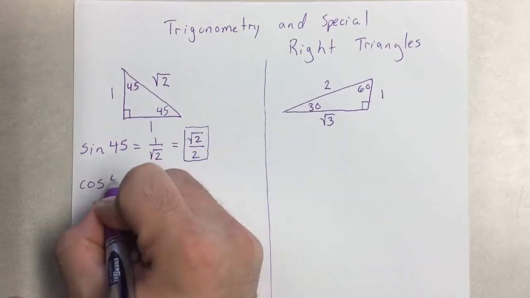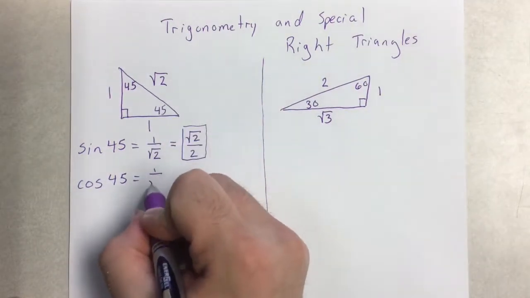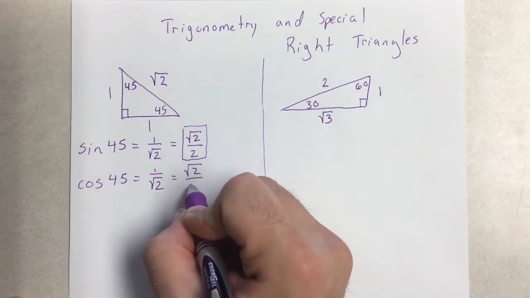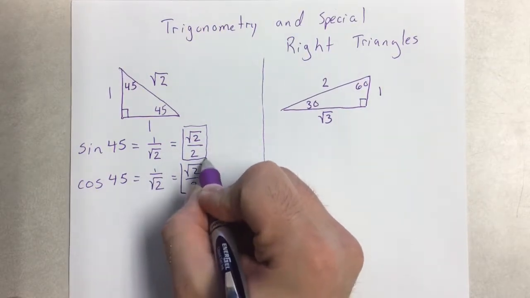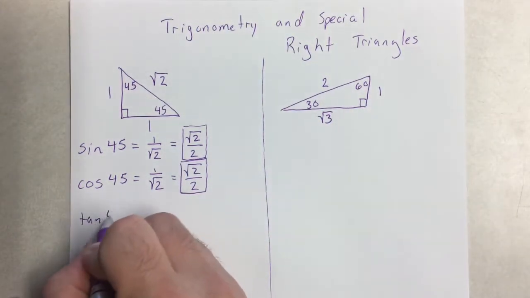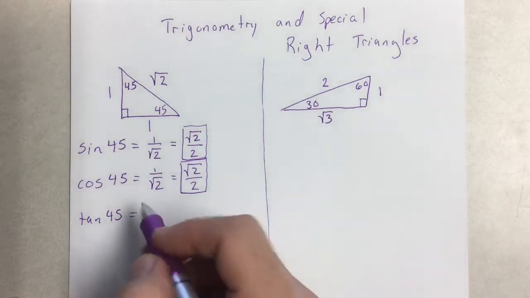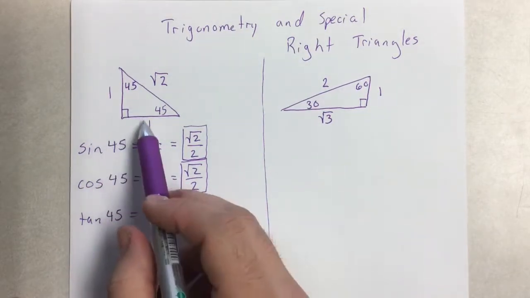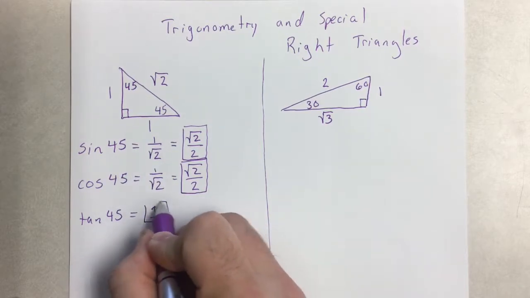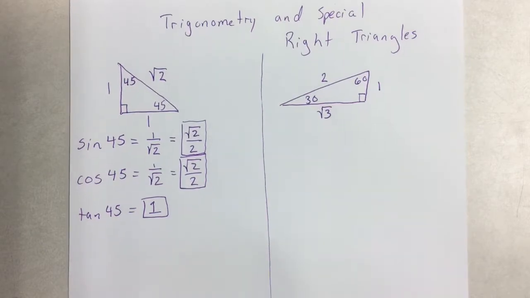Cosine of 45, adjacent over hypotenuse, 1 over square root of 2, which we know to be, again, square root of 2 divided by 2. All right? Tangent of 45. Tangent of 45 is opposite over adjacent, 1 divided by 1. Hey, it's going to be 1. That's nice. That's going to be easy to remember. Tangent of 45 is 1.